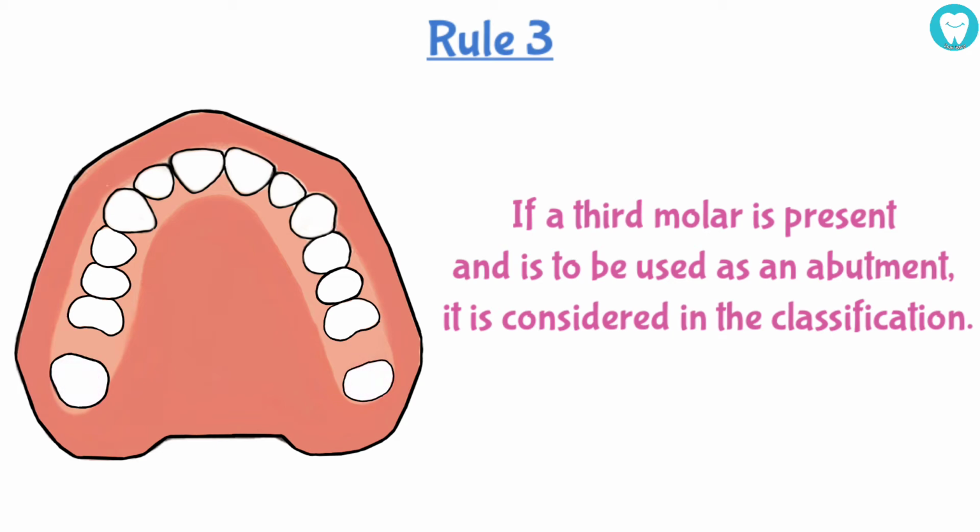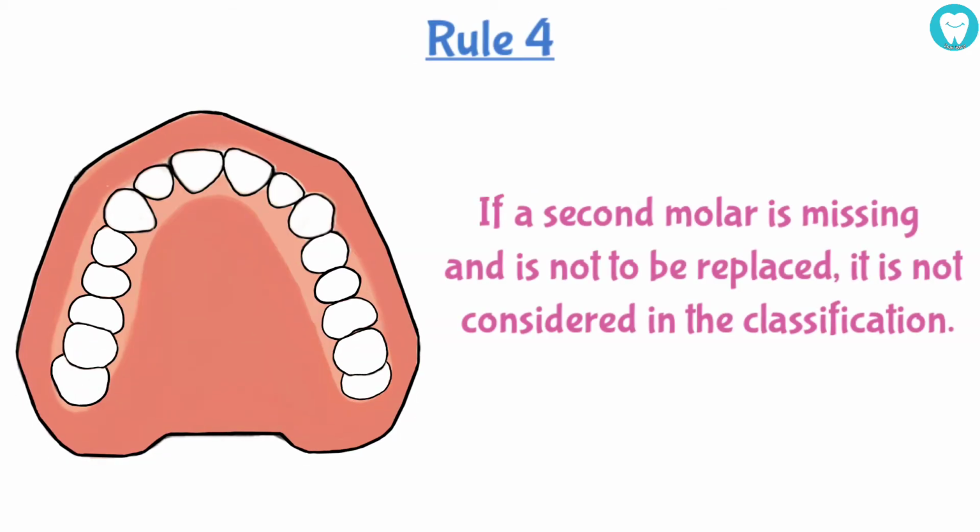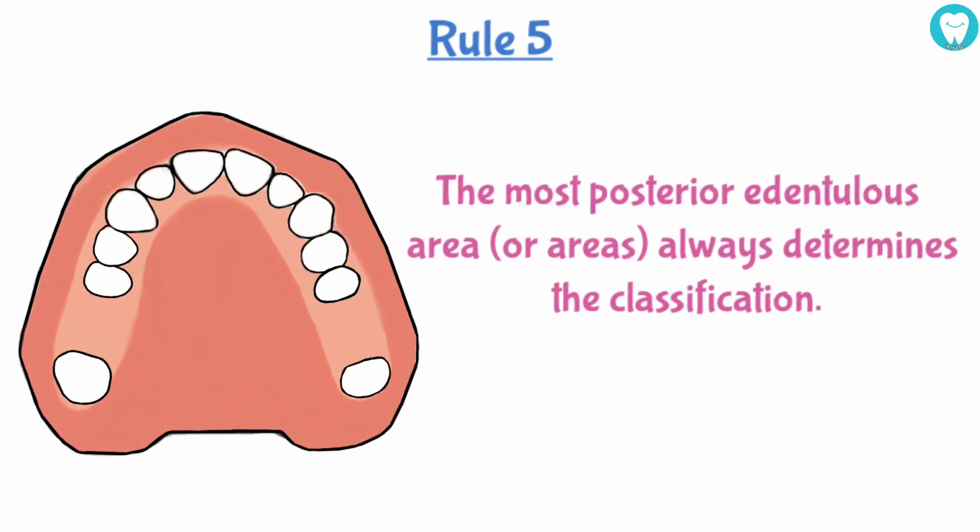the classification. Rule 4. If a second molar is missing and is not to be replaced, it is not considered in the classification. Example, if the opposing second molar is likewise missing and is not to be replaced. Rule 5. The most posterior edentulous area or areas always determines the classification.